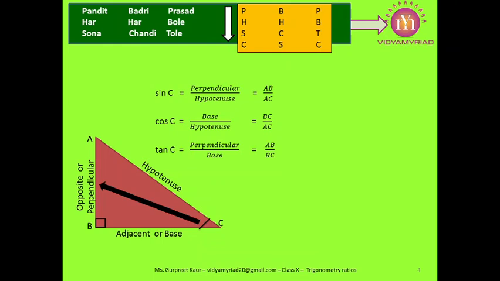Now if you see, there are three more letters, C, S, C. What is this? Here we will use the upside-down formula, or the reciprocal of that. Your C means cosec, your S means secant, and your C means cot. So these are the total 6 trigonometry ratios.